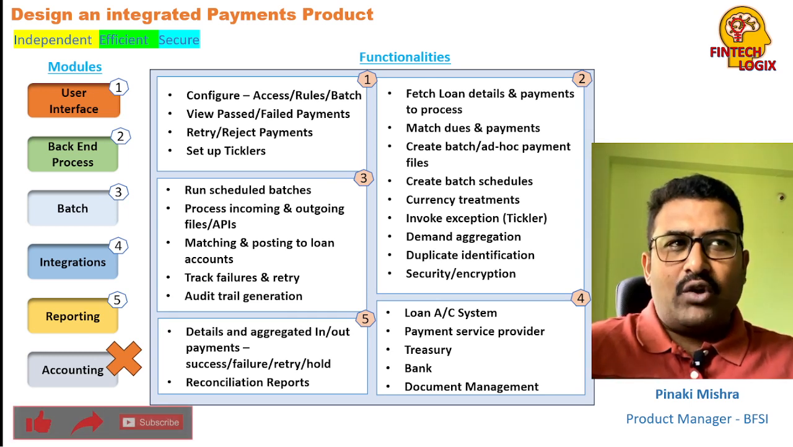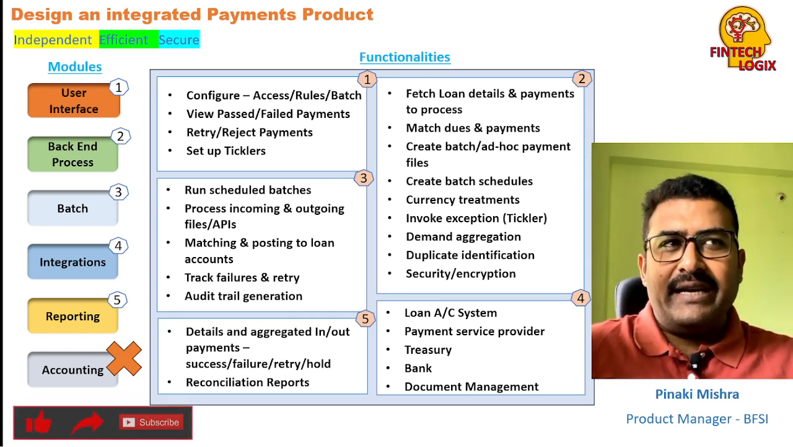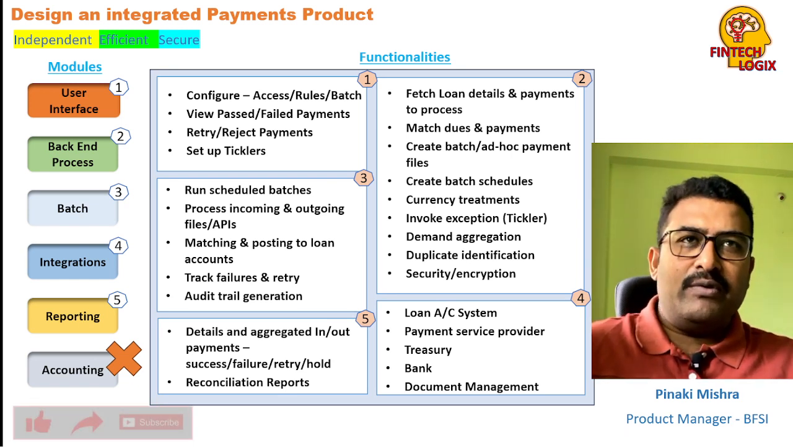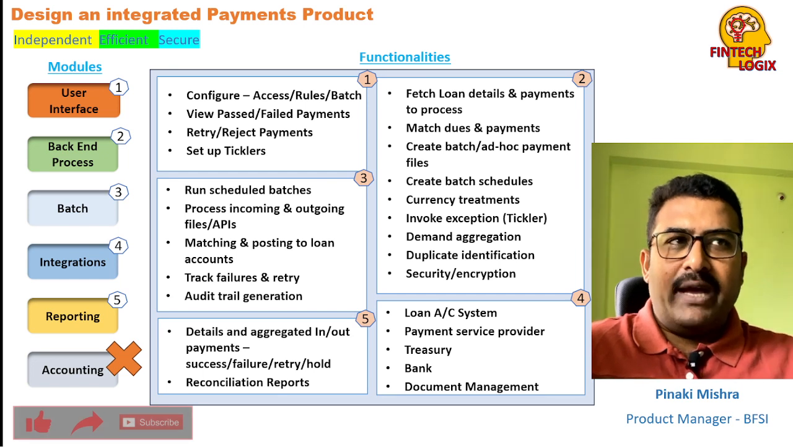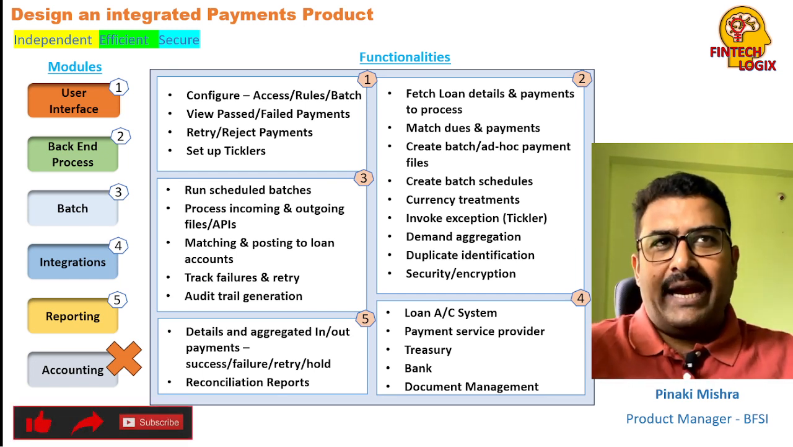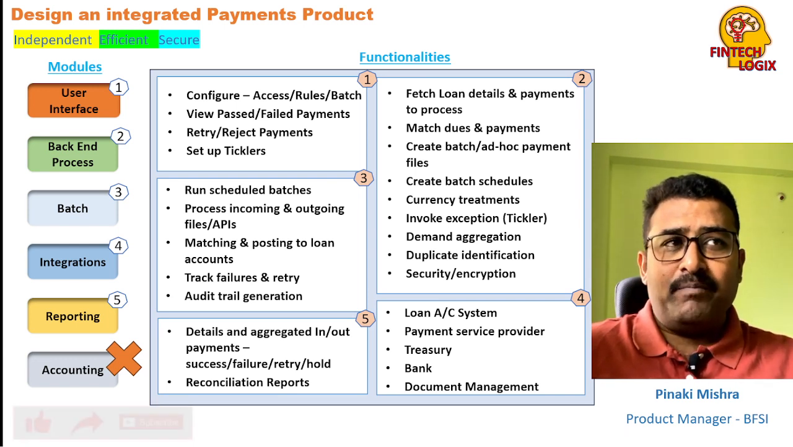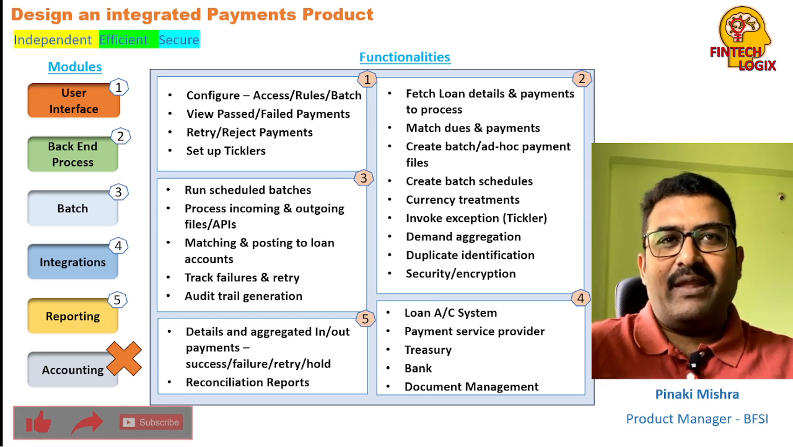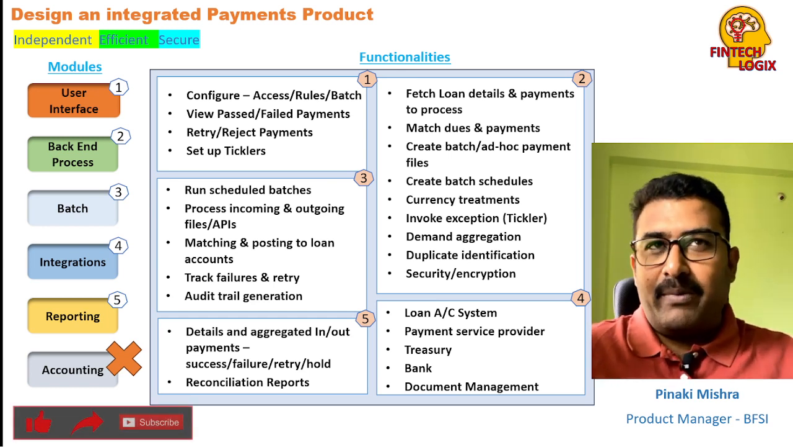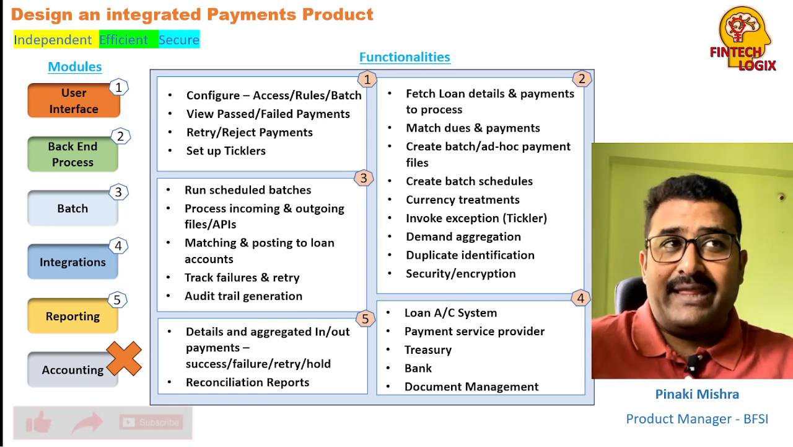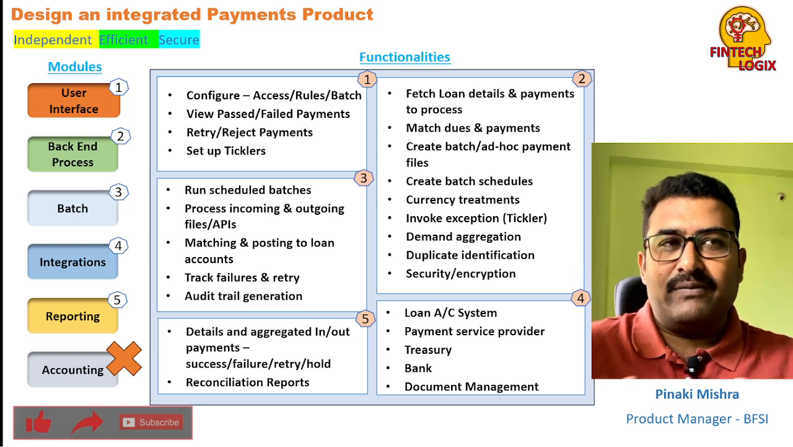So in short, if we see what the needs of a payment system are, the first thing is a user interface. The user interface would be needed where you would be able to access rules and batch, and configure them. You should be able to see your past and failed payments. You should be able to set up tickets, and create orders and all. If there is anything you want to do manually, you should be able to use your user interface for that.